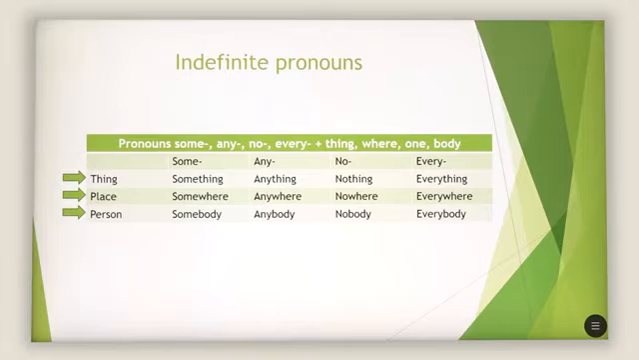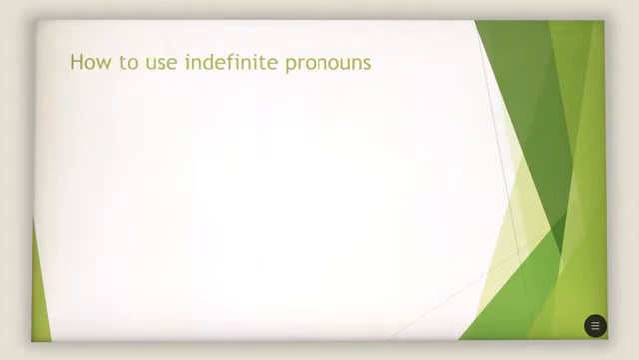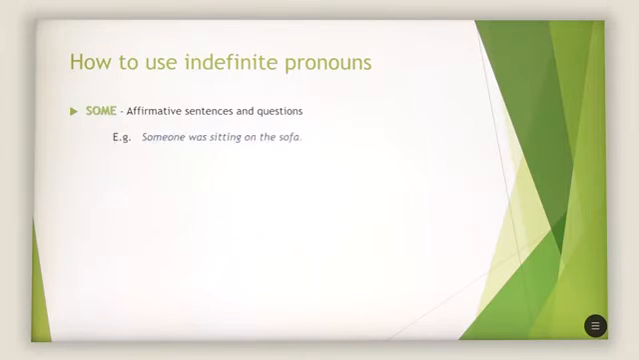These are the prefixes that we use to create indefinite pronouns: some, any, no, every. How to use indefinite pronouns? We use some in affirmative sentences and questions when they are requests or offers. For example, someone was sitting on the sofa.